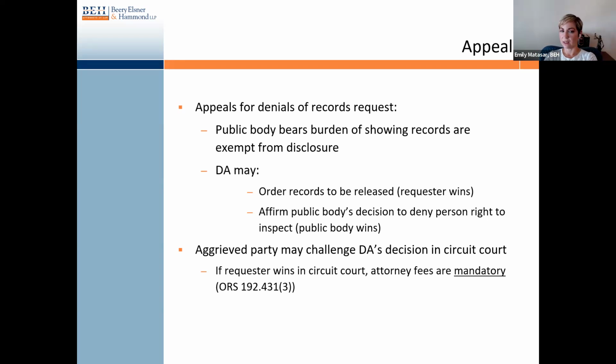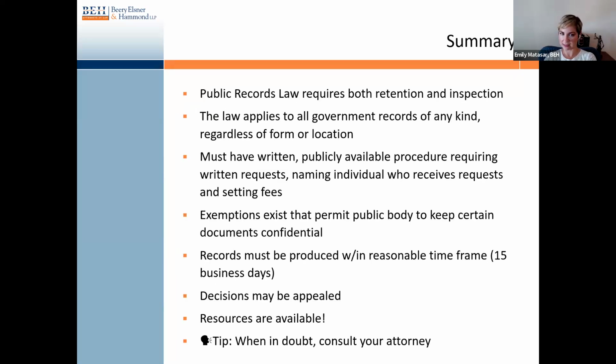And here's another funny recent addition. If the requester wins in circuit court, so the circuit court orders the public body to produce the records, then the attorney fees are mandatory. And that's one of the reasons that I suggest that you loop in your attorney early so we can help make sure that that won't happen, or do our best to ensure that that doesn't happen. So here is a summary. I'm not going to read it because we're running out of time, and I do want to make sure I can get to questions. My last little tip is, when in doubt, consult your attorney.